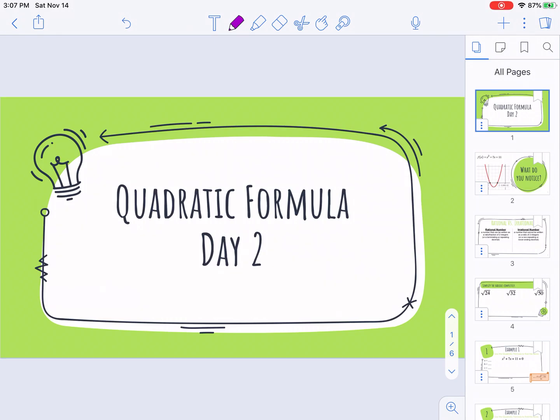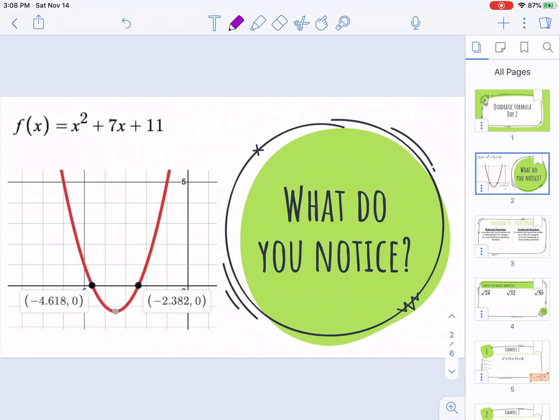Today we're going to talk about the quadratic formula, but this time we're going to have answers that look a little bit different than yesterday. So for example, if I put x squared plus 7x plus 11 into Desmos, this is the graph I would get. And so I want you to see that these x-intercepts I've clicked on in Desmos, and this is what I'm given. So take a second to think about what you notice about these x-intercepts. You might notice that these are decimal answers and they're not decimals that we recognize.